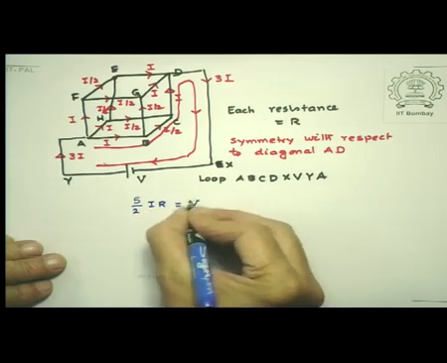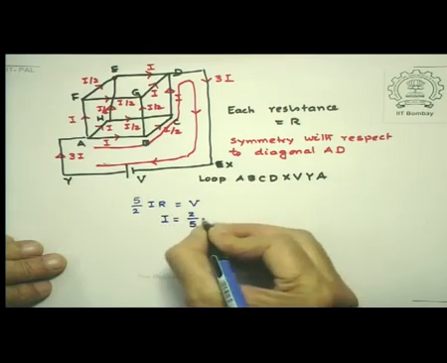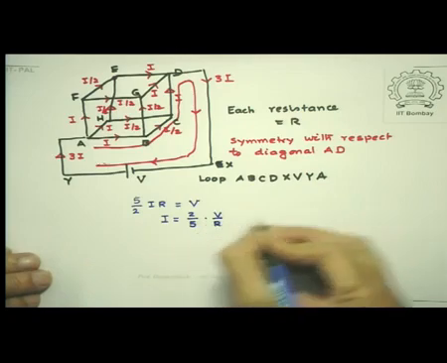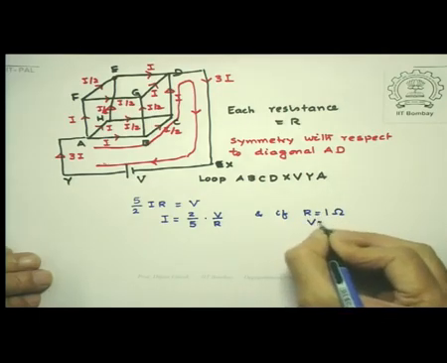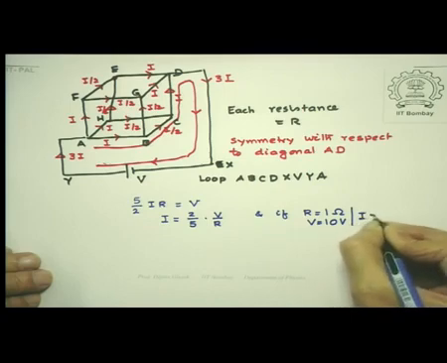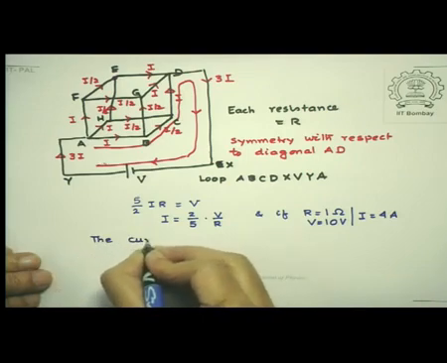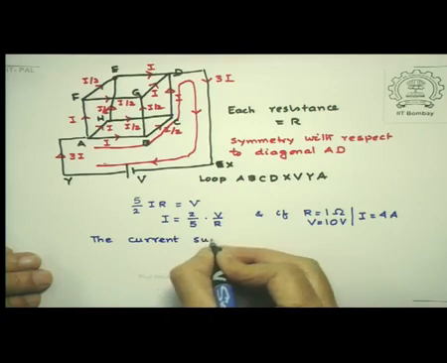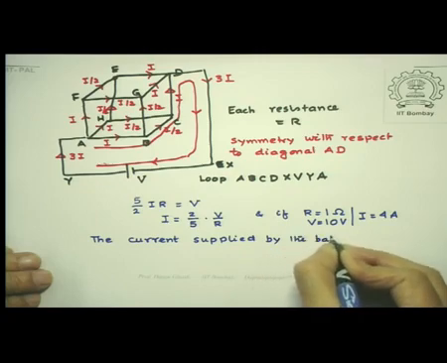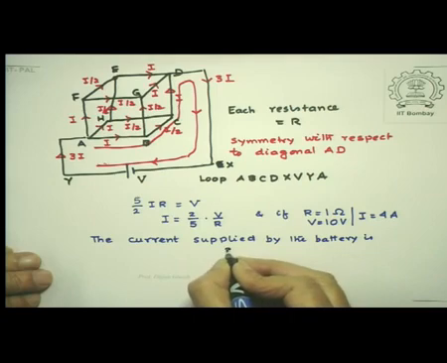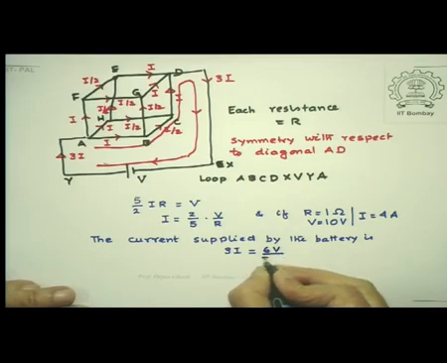is equal to V, which tells me current I is given by 2 by 5 V divided by R, and if I give some numbers, for example, if R is equal to 1 ohm and V is equal to, let's say, 10 volts, then the current I will turn out to be 4 amperes. The current that is supplied by the battery is 3I, which is simply 6 V divided by 5.